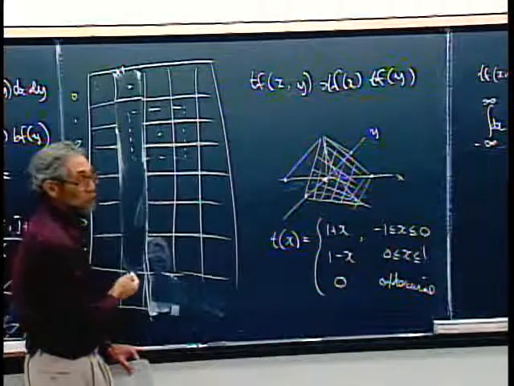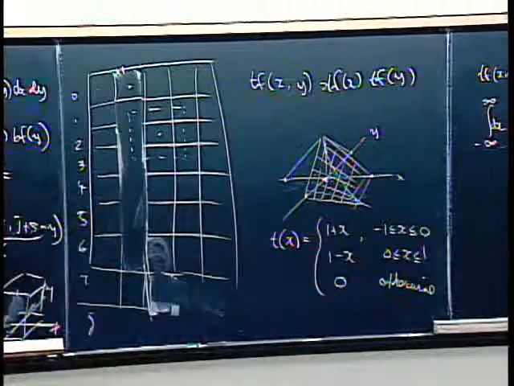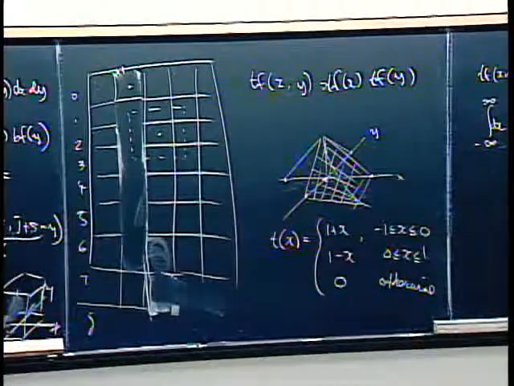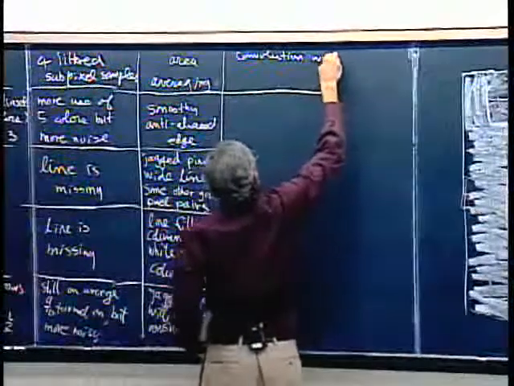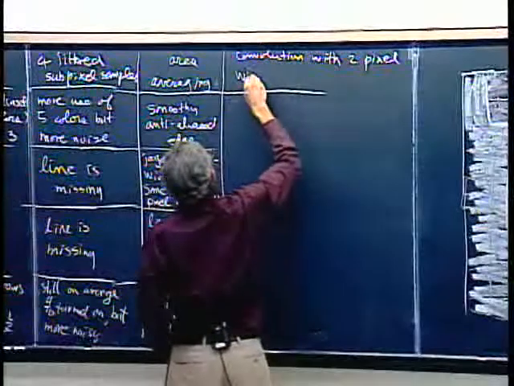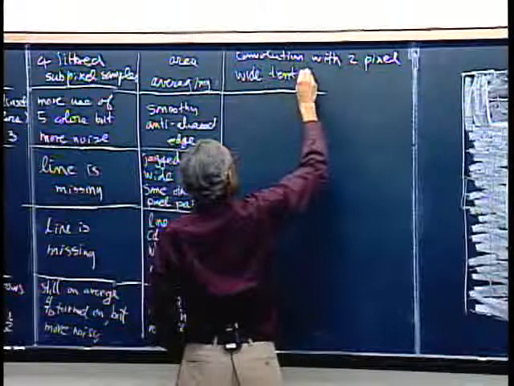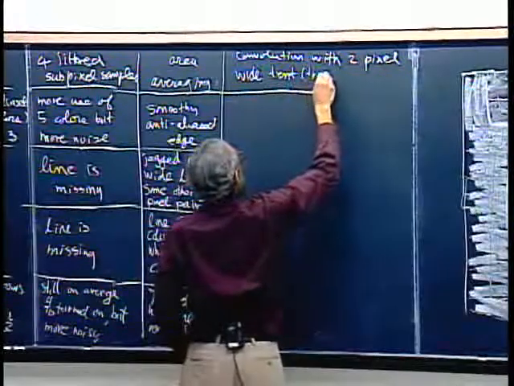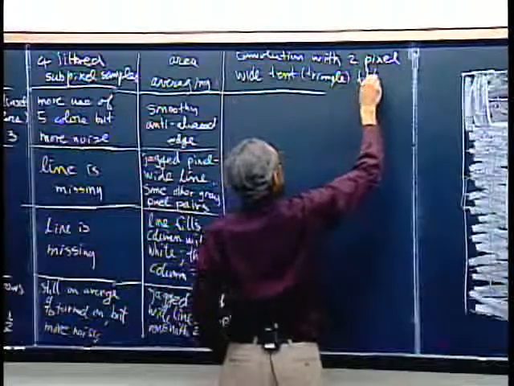So what's that going to be? What's the effect of that going to be? So what did I call this? Convolution with a 2 pixel wide tent or triangle. It's a product of 2 triangle filters.